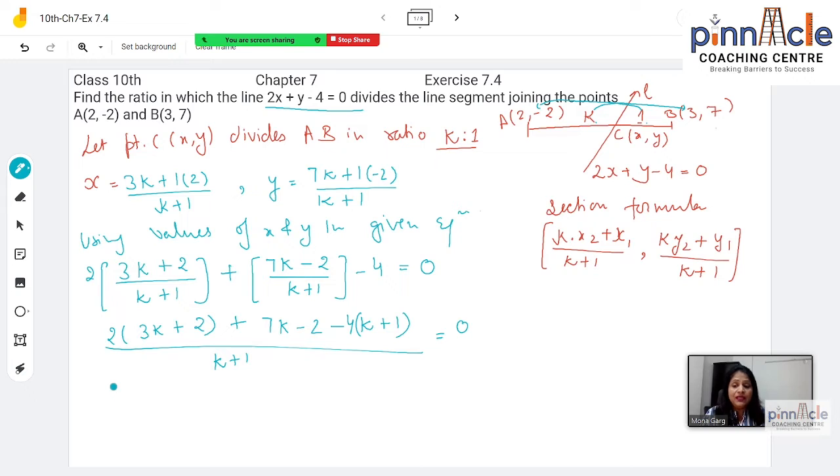Now I will open the brackets as well. So 2 3s are 6k plus 2 2s are 4 plus 7k minus 2. Just open it, minus 4k and minus 4 is equal to 0.